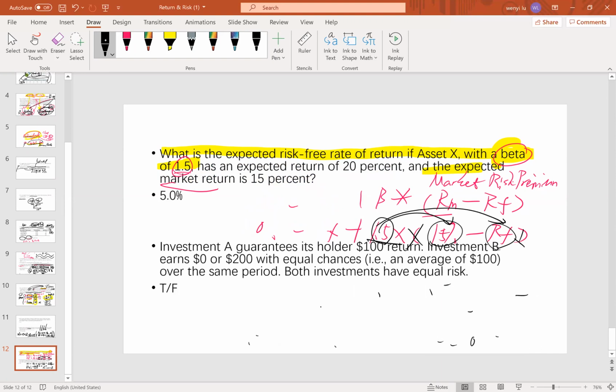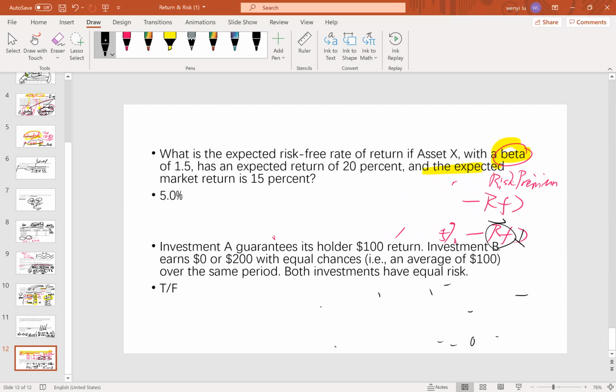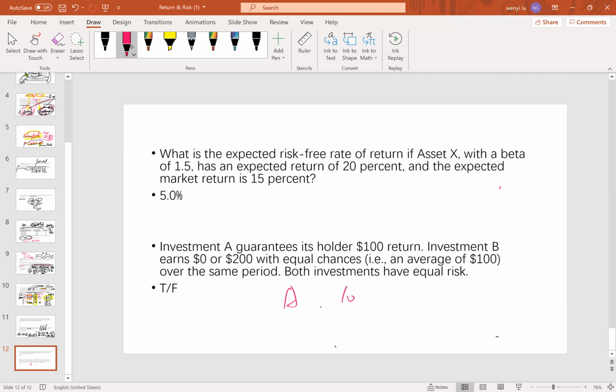So, last question. Investment A guarantees holders a 100% return of $100, right? You will not lose anything. A is a guaranteed $100 return.